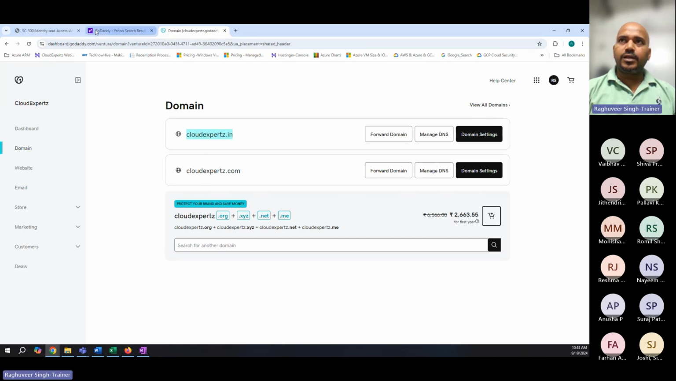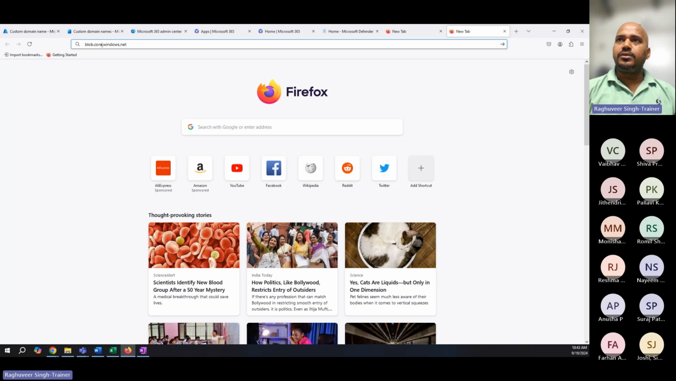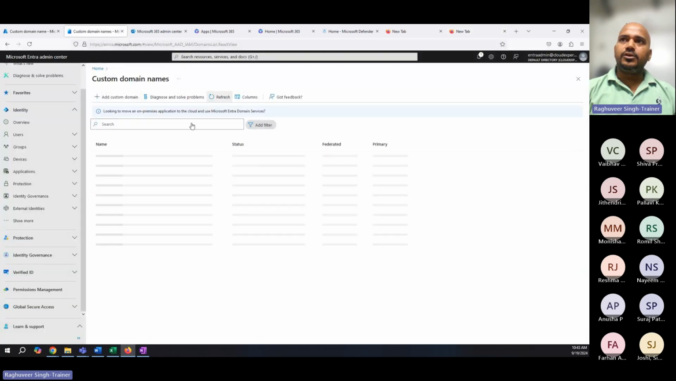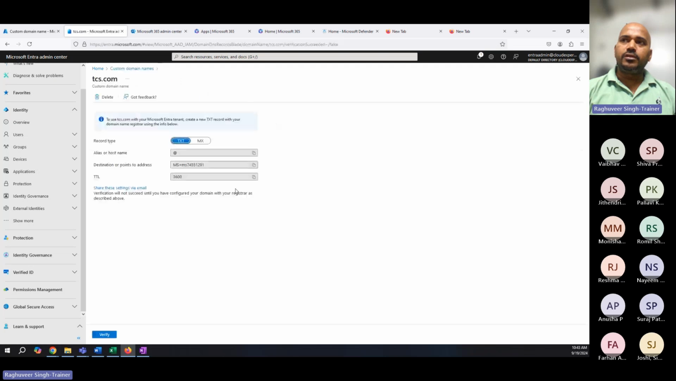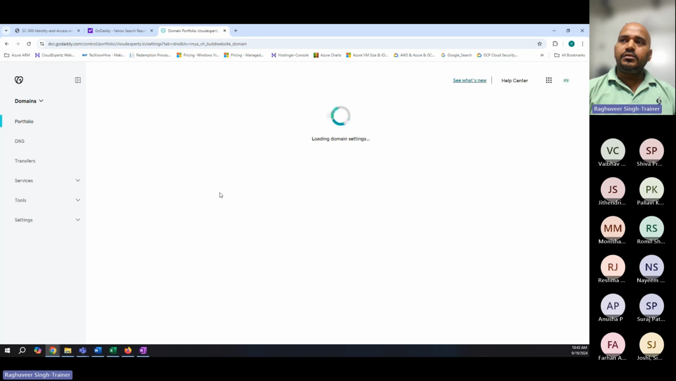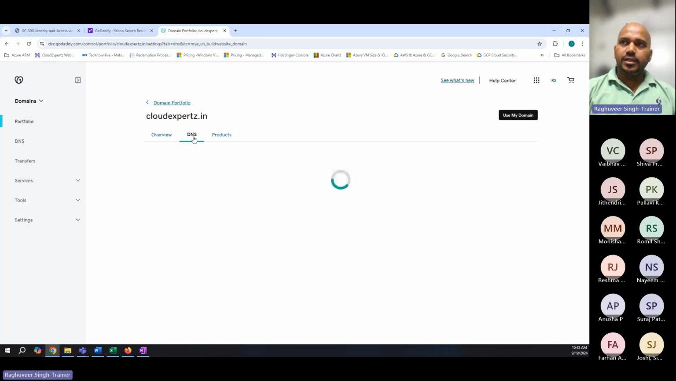When I clicked here to add custom domain, Microsoft Entra showed me this information. Microsoft Entra said to go ahead and create this record, come back, and hit verify. So I will navigate to my domain registrar like this. At the domain registrar, I will click on manage DNS, and here I will make DNS entries. So here I will create an A record.